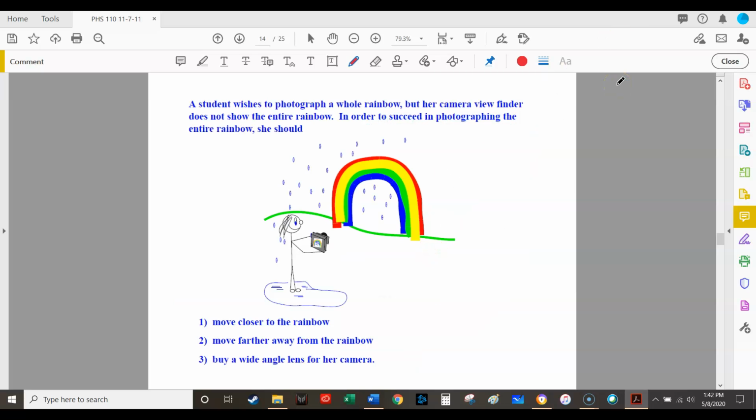So that brings us to some conceptual questions. Let's try to test what you've learned. A student wishes to photograph a whole rainbow, but her camera viewfinder does not show the entire rainbow. In order for her to photograph the entire rainbow, what should she do? Should she move closer to the rainbow? Should she move farther away from the rainbow? Or should she just go out and buy a wider angle lens? What do you think she should do? Take a moment, pause the video, and think about those angles the light rays were coming out at. Let's see what you think. Pause the video now.